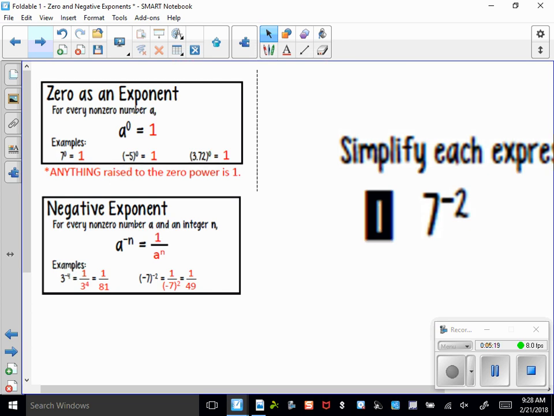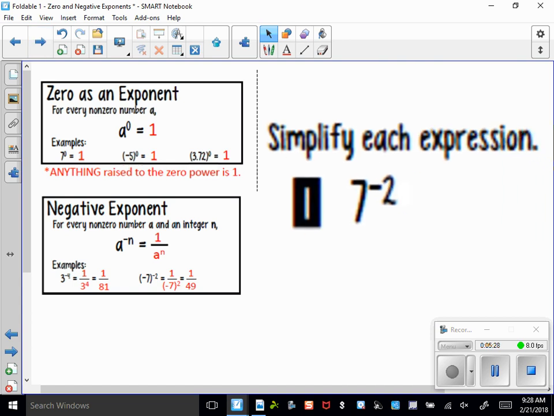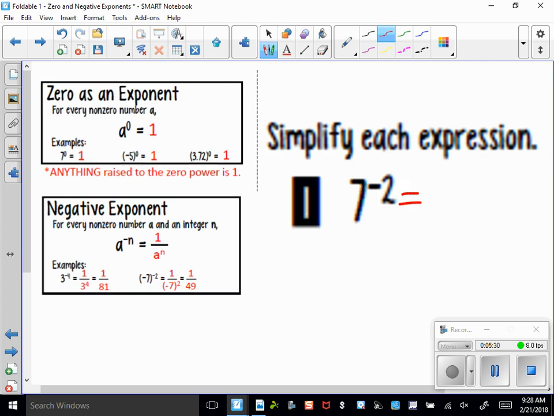So I cannot leave my answer as 7 to the negative second. So I'm going to rewrite it as 1 over. So we're going to take the reciprocal. So this will be 1 over 7 to the positive 2. Because remember, this becomes positive when you take the reciprocal of it. All right, just the exponent, because this rule only applies to exponents. It doesn't apply to the base.